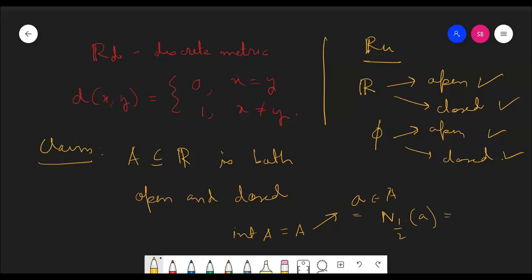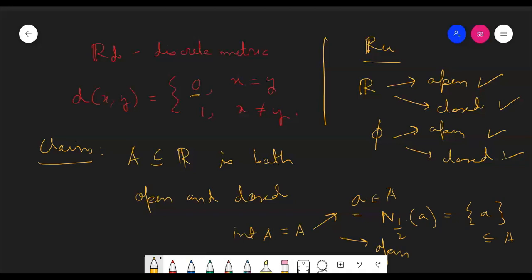That is the set of all points for which the distance between a and that point is less than half. Now that will only be the point a, right? Because any other point will have distance 1 from a. So there can't be any point with less than half distance and not equal to 0 distance. If there is any point which is less than half distance from a, that should be at 0 distance from a, and that is only the point a. So this is obviously a subset of A. Thus the interior of A is actually equal to A. This says it is open.